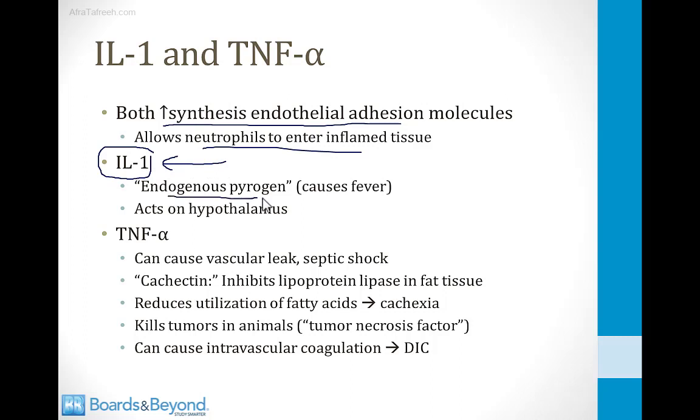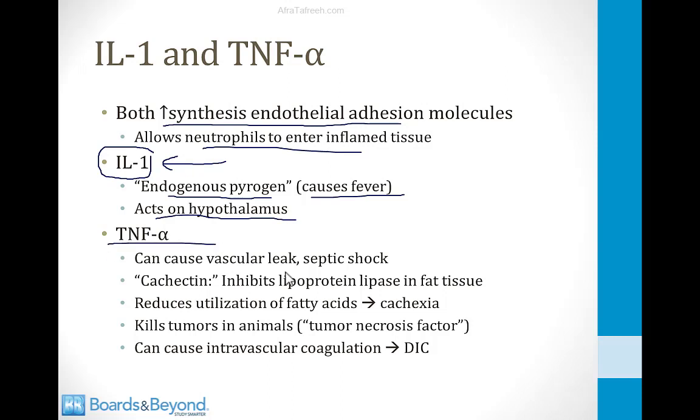IL-1 is an endogenous pyrogen. A pyrogen is anything that causes fever, and IL-1 is endogenous because it comes from within the human body. An example of an exogenous pyrogen would be lipopolysaccharide, which comes from bacteria. IL-1 acts on the hypothalamus and it raises the set point for temperature in the body.